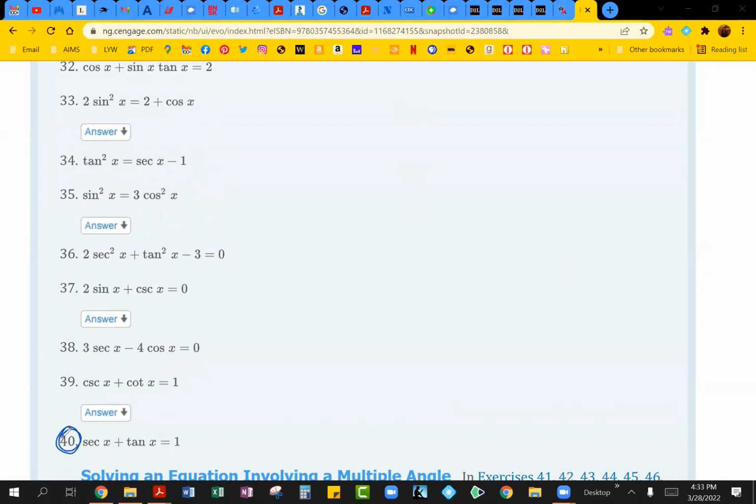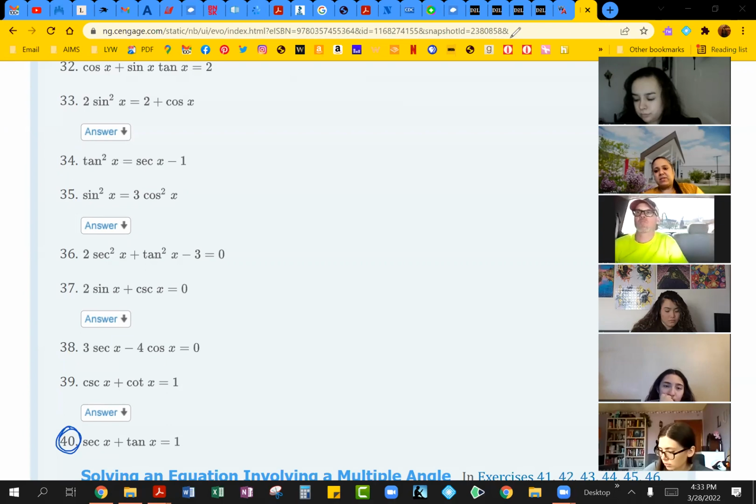Secant x plus tangent x equals 1. So again, you will see there are no squares on our function. You just have a basic secant of x plus tangent of x equals 1. Now for these types, and I purposely picked this one without sine or cosine, so we could talk about this a little bit. For this type of equation, you actually want to see if you can convert this into sine and cosine. And you can see both with secant and tangent, we're able to make that conversion, right?